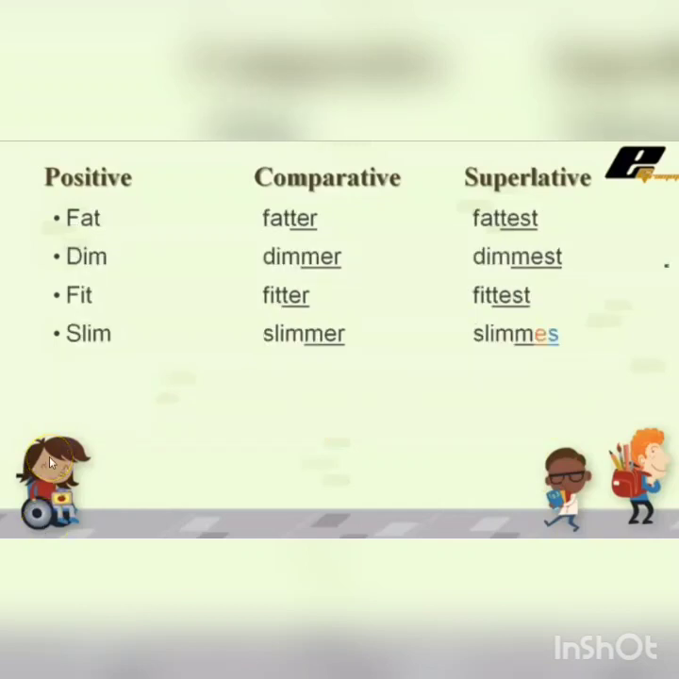The next one we did, children, is when you have a vowel and a consonant, one behind the other, then you're supposed to double the consonant. So double t, double m, double t, double m. Fat, fatter, fattest, dim, dimmer, dimmest, fit, fitter, fittest, slim, slimmer, slimmest.